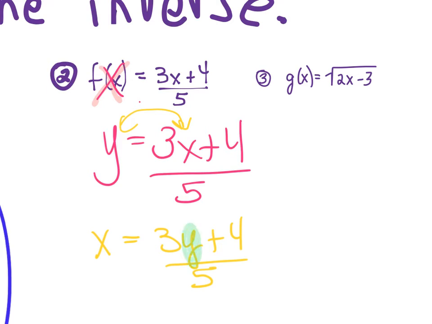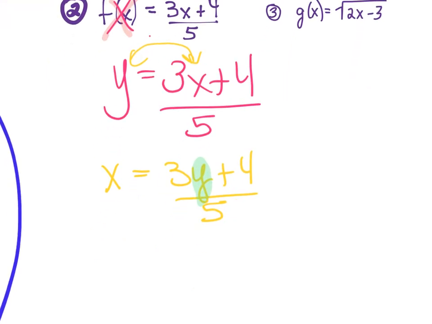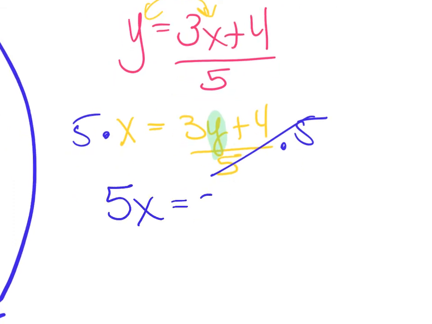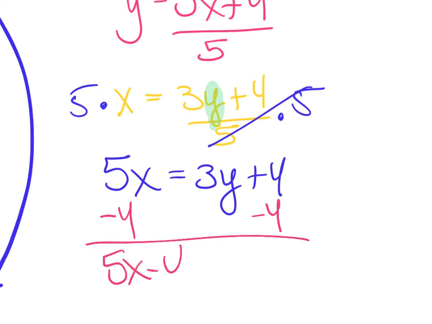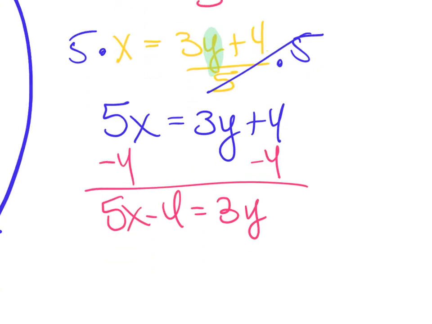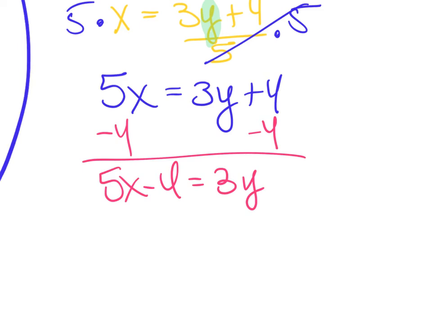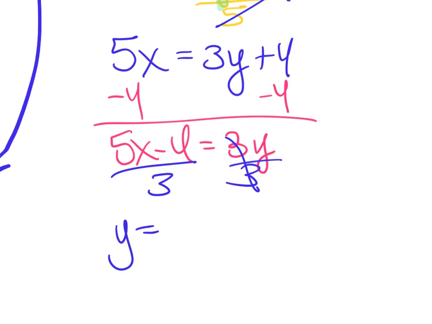So I'm solving for y. What am I going to do? How do I get y all by itself? Multiply by 5. Perfect. Multiply both sides by 5, because what you do to one side of the equation, you do to the other. So 5x equals 3y plus 4. Now what? Subtract 4. Perfect. 5x minus 4 equals 3y. Now what? Divide by 3. So I have y equals 5x minus 4 divided by 3.